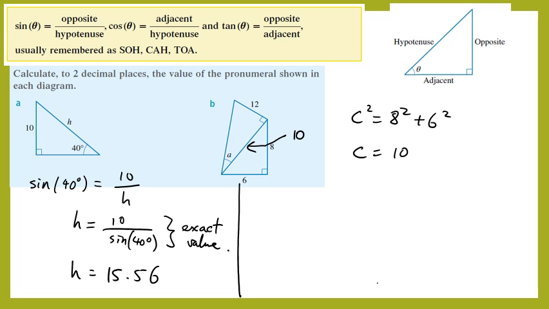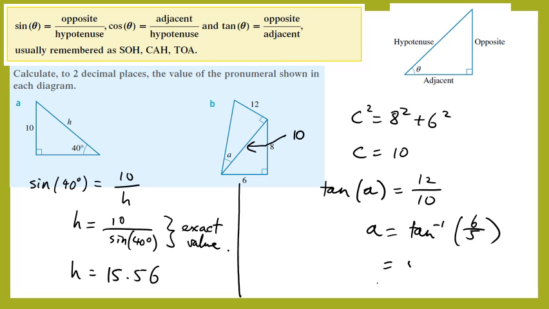Then once we have the fact that it's 10, what ratio do we have? Sine, cos, or tan? 10, very good. So tan of A is equal to the opposite over the adjacent, so 12 over 10. Take tan inverse of that. Very good. Oops, 6 over 5. We get 50.19 degrees. Now, this is also the exact value answer if you need it. Okay?